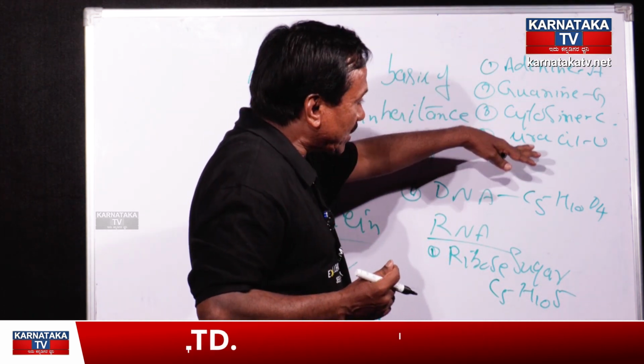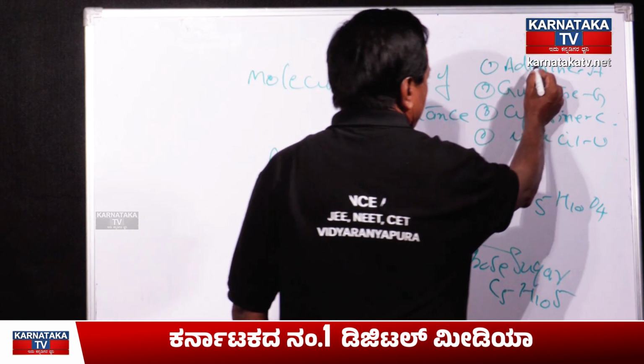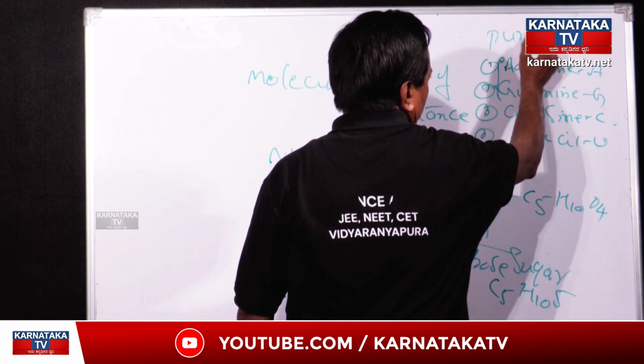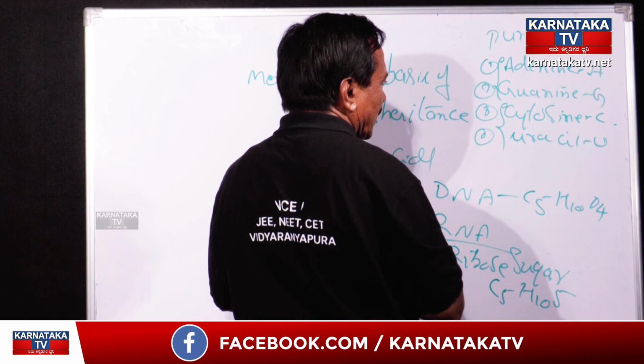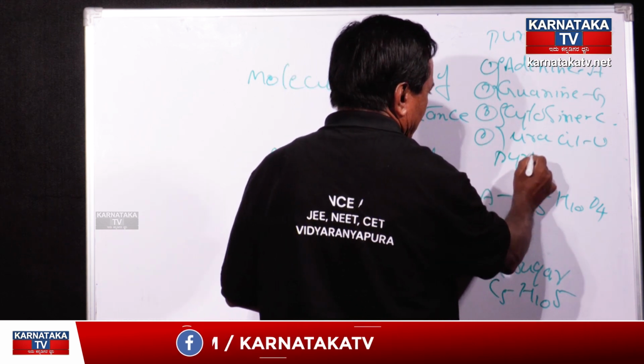And these 4 nitrogenous bases again can be classified into 2 groups. Both adenine and guanine together are called the purines. Like that, cytosine and uracil together are called the pyrimidines.